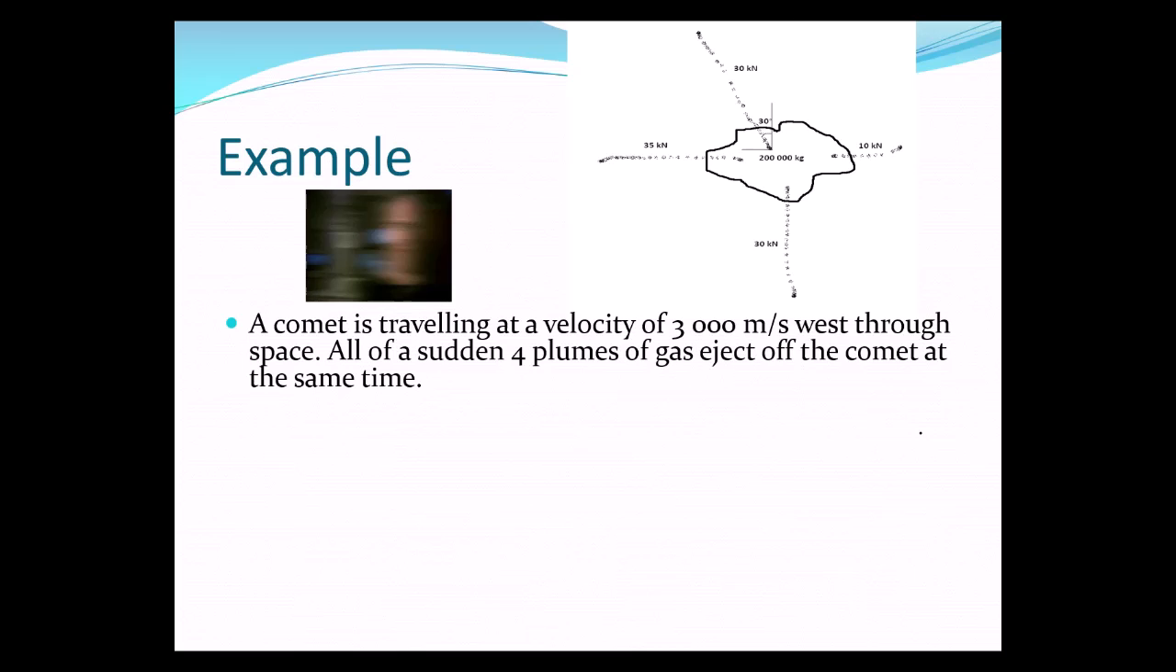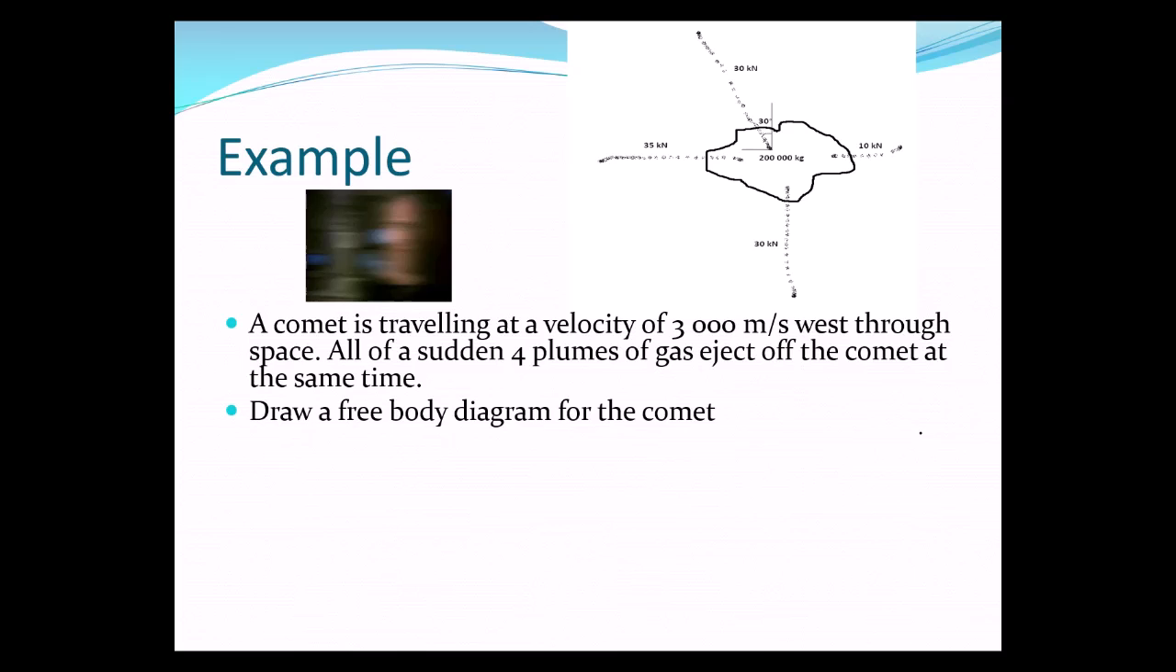So now we're ready to finish off this question. After watching that video, Sydney got destroyed. Shoot, the city, not the student. Okay. So a comet is traveling at a velocity of 3,000 meters per second west through space, which is kind of stupid because there's no west in space, but we'll keep with the 2D stuff. All of a sudden, 4 plumes of gas eject off the comet at the same time.